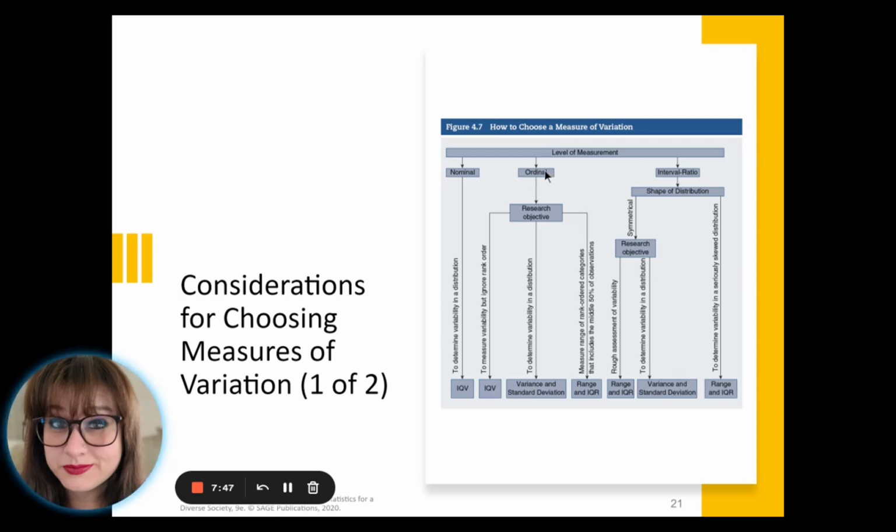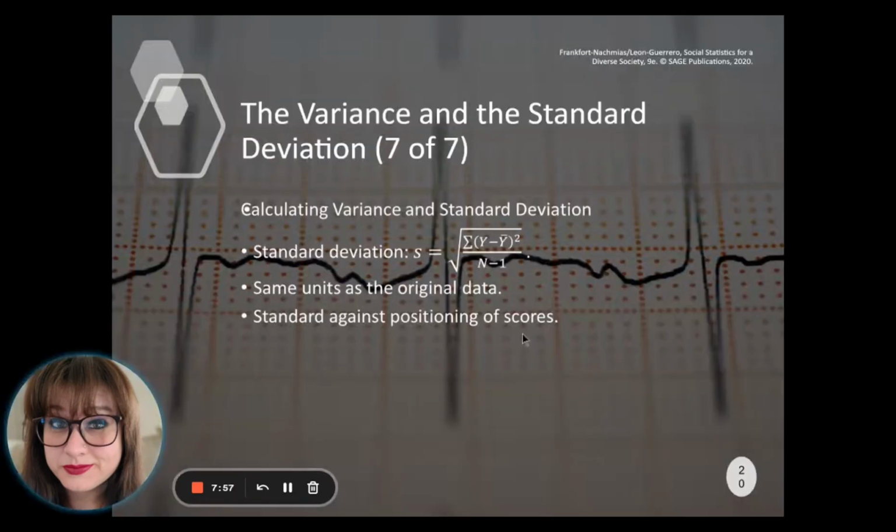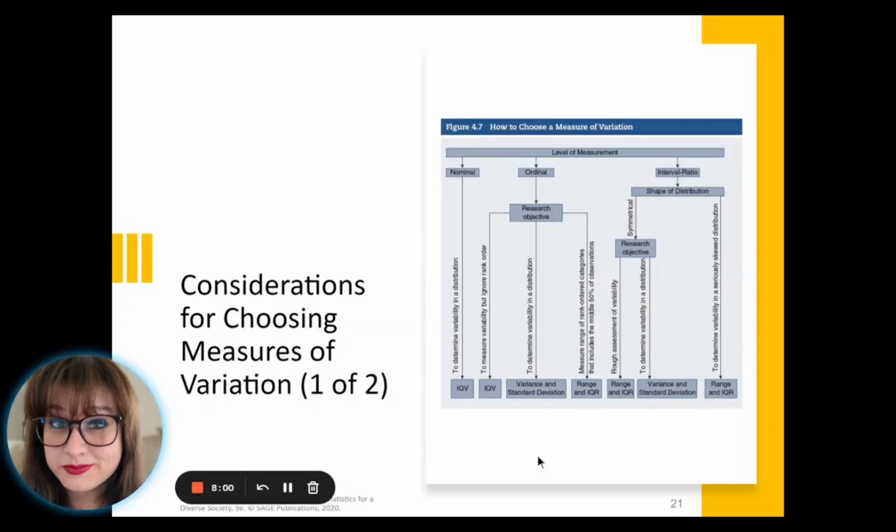So if it's ordinal, remember, it's categorical, but it has an order to it. Think about what that ordinal value is as it relates to the research objective. What is the purpose? If it's to measure the variability, but you're not necessarily thinking about the rank order, you can also use IQV for that. You're just trying to look at diversity, but you don't care about what order the rank is. You can use IQV, and you will often use IQV. If your idea is to understand just the variability in the distribution, that may include that rank order, variance and standard deviation will be important. And that's why assigning the values and the measures of central tendency were so important.